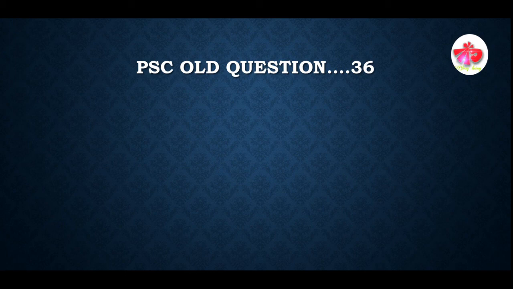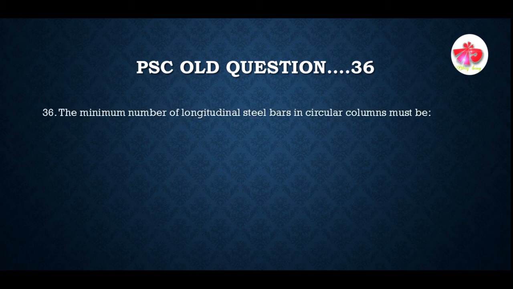So let us move to question number 36. The minimum number of longitudinal steel bars in circular columns must be what? Option A is 2, option B is 4, option C is 6, and option D is 8. So friends, the minimum number of longitudinal steel bars in circular columns must be 6. Option C will be our correct answer.